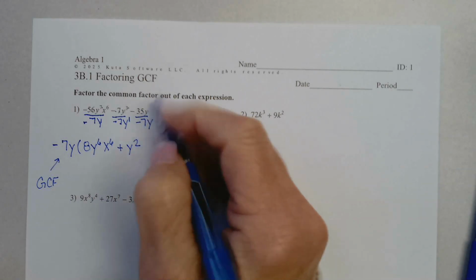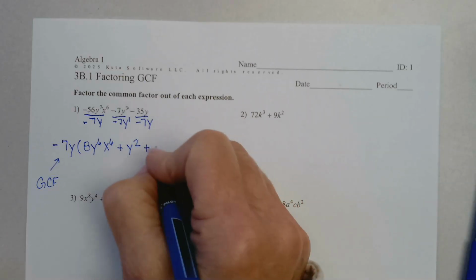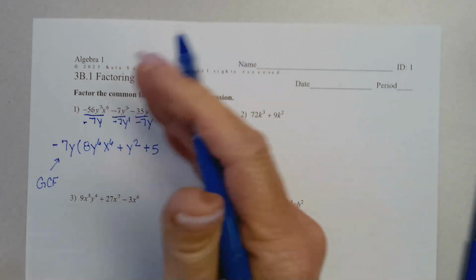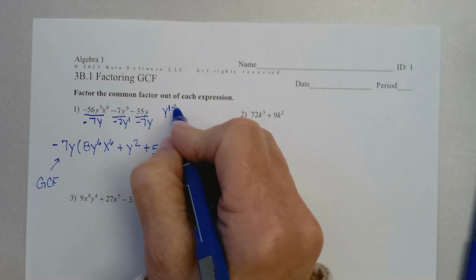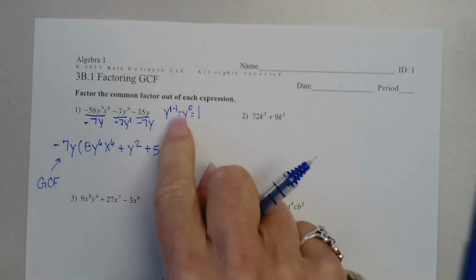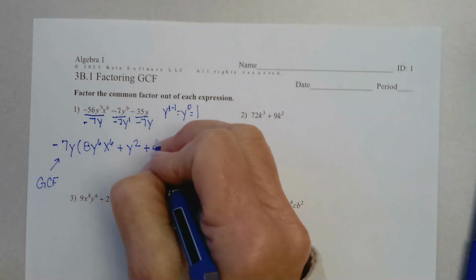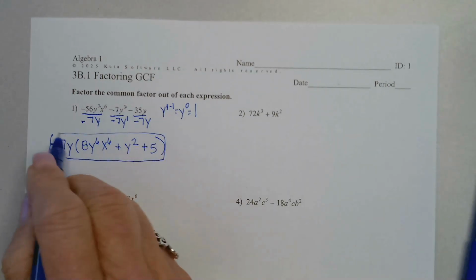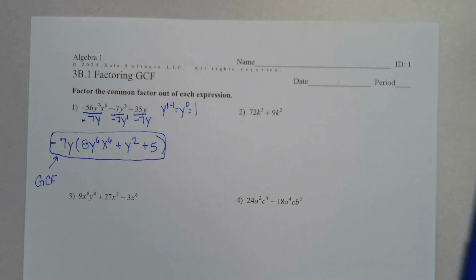Lastly, negative divided by negative is a positive. 35 divided by 7 is 5. And y divided by y is just 1, because that is y to the 1st minus 1, which is y to the 0, which just equals 1. So remember those rules that we did with our exponents. Remember, when we divide, we subtract those exponents. So this is what we have left over after we take out the greatest common factor.